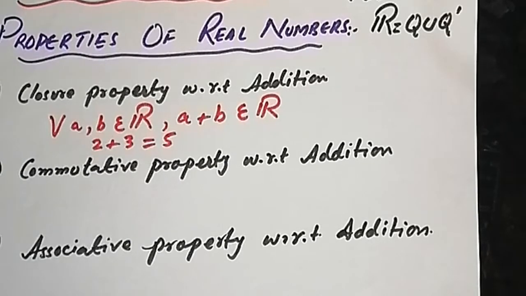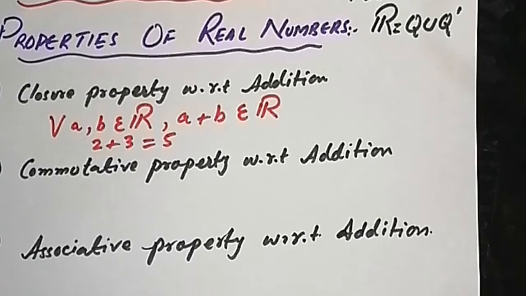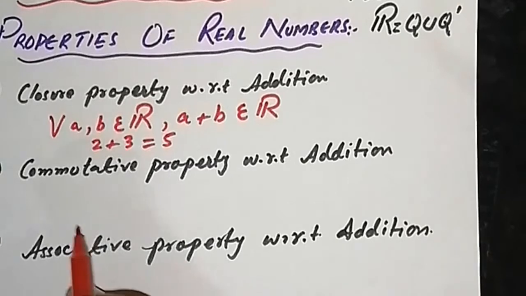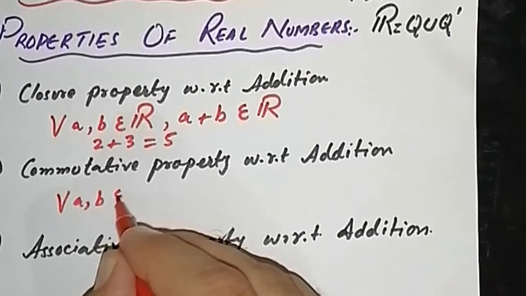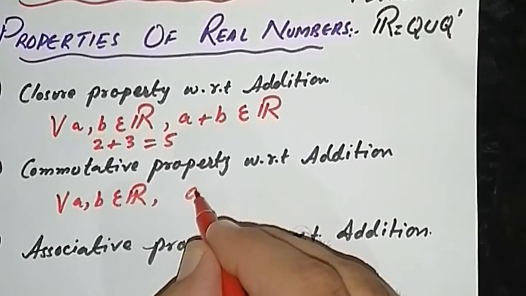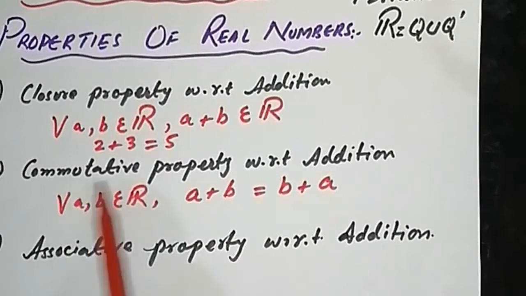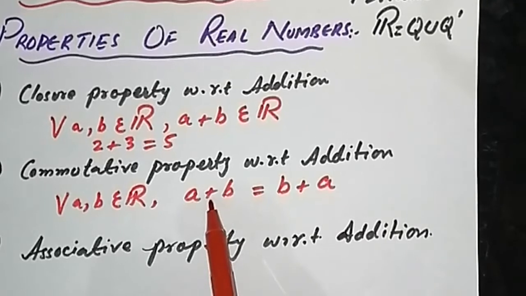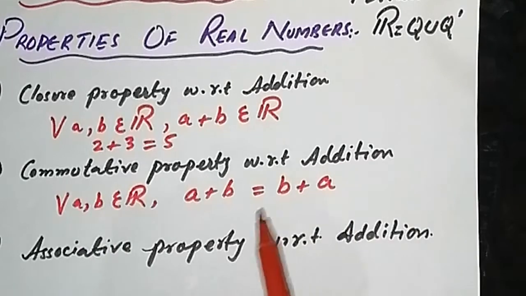Now the second property is commutative property with respect to addition. If a and b are any two real numbers, then this property says that a plus b is equal to b plus a. In other words, the sum of any two real numbers a and b added in any order is the same. So we can say that for all a and b belongs to R, a plus b is equal to b plus a. With respect to addition means we are using the plus symbol.